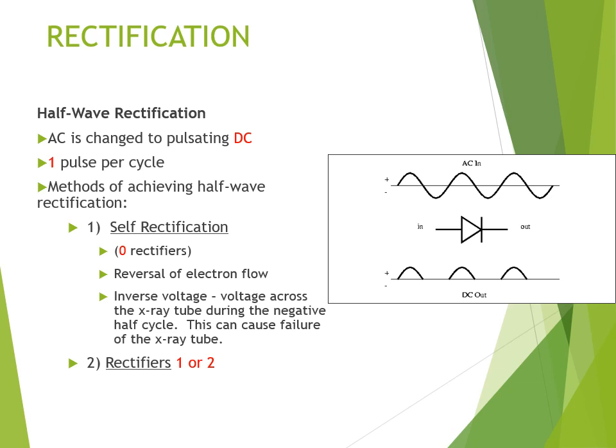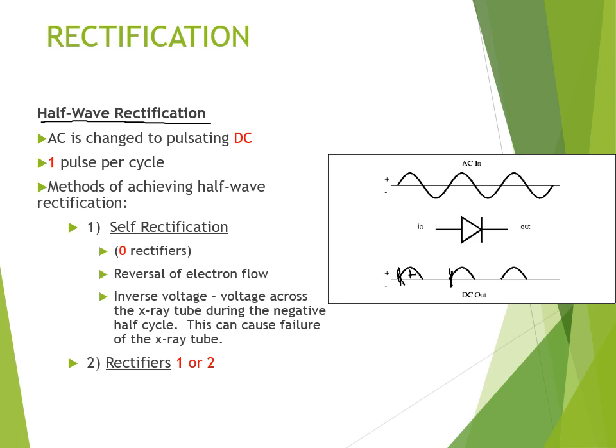So we have two types of rectification. We have half-wave rectification, which was the very first type. We still have AC that's changed to pulsating DC, but we're only going to have one pulse in a cycle. So this is a cycle here from this point to this point, and we only have one pulse.